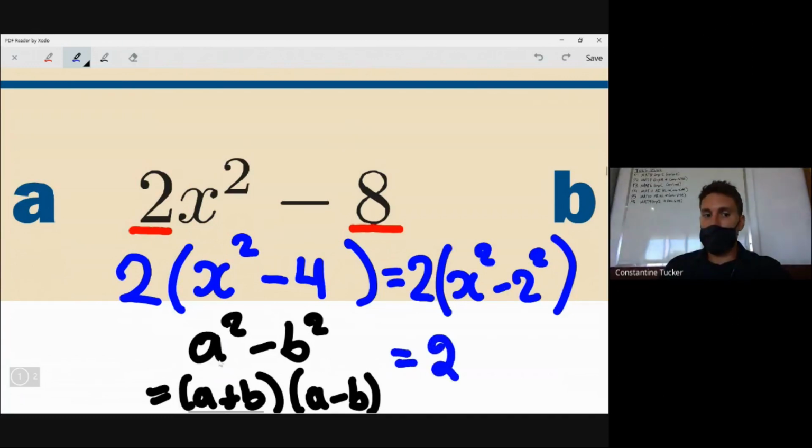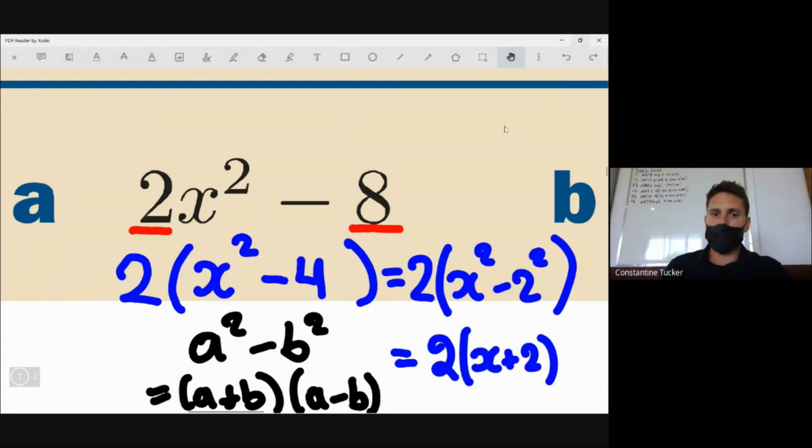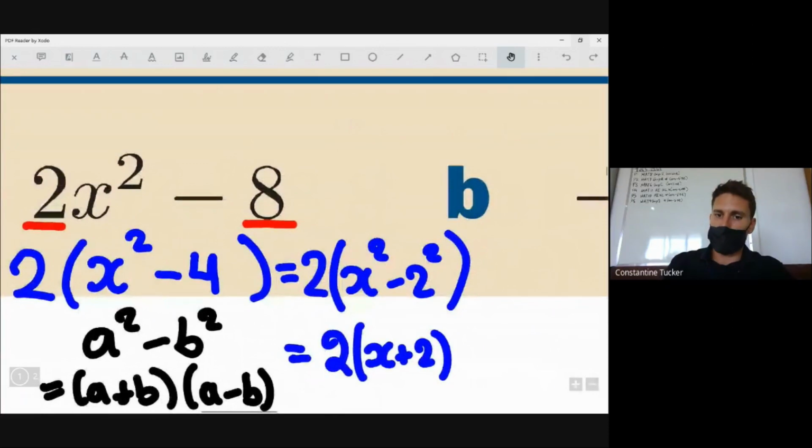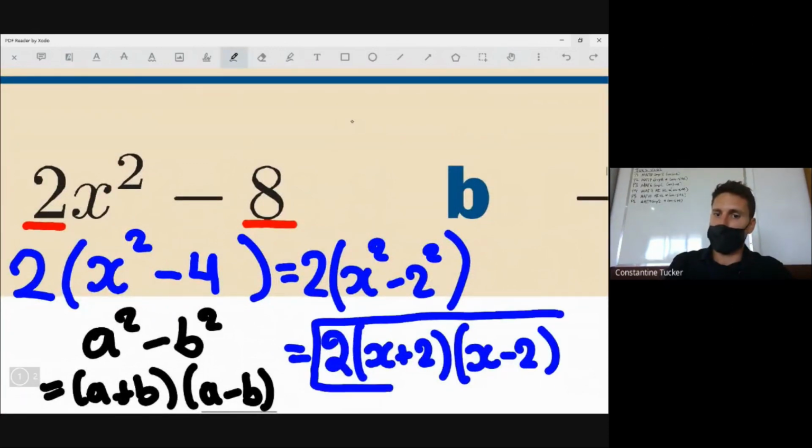So remember, the a is the thing under the square, and the b is the thing under the square. So if you remove the squares, you'll find your a and your b. So in this case, you'll have a plus b, which is x plus 2. That's the first pair of brackets. And the second pair of brackets will be a minus b, which is x minus 2 in this case. So this would be the final factorized form.